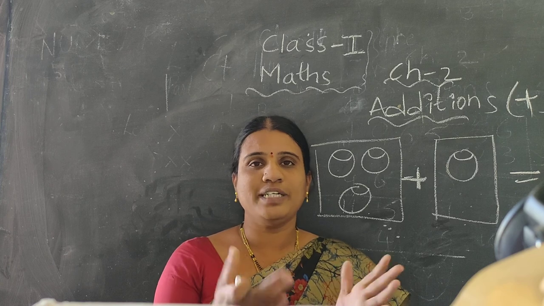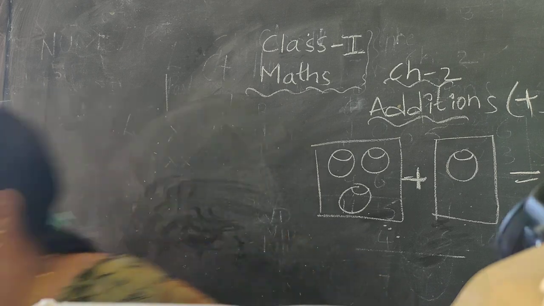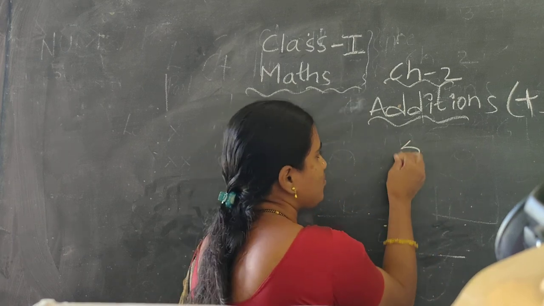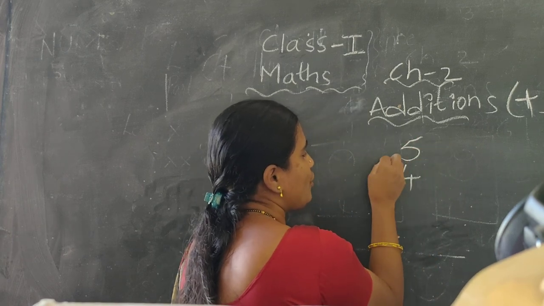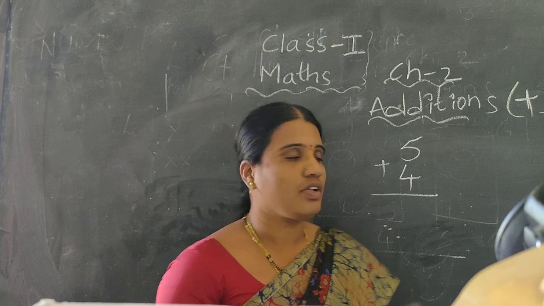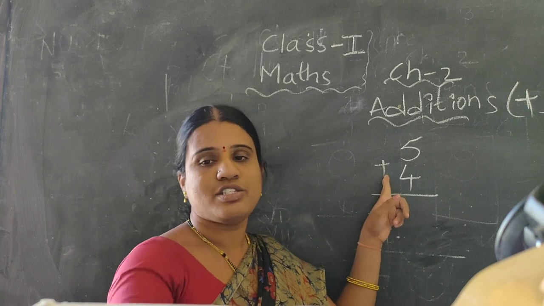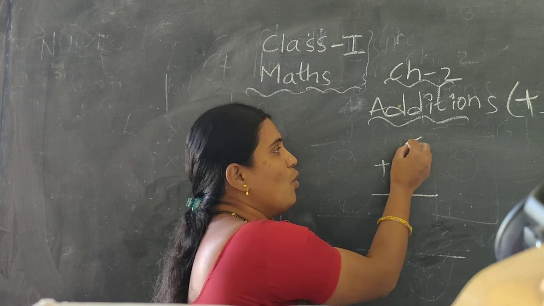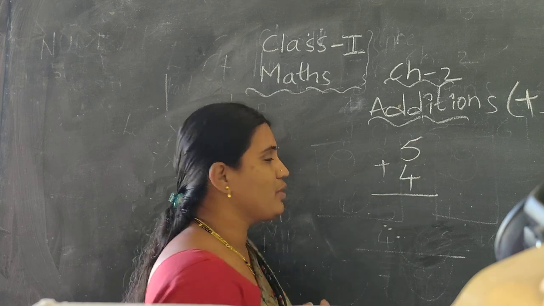Then here, objects are not there. So how do you count if I am giving numbers like this? You have to do the addition. So how do you do the addition? Here 5 and 4. You have to do the addition.